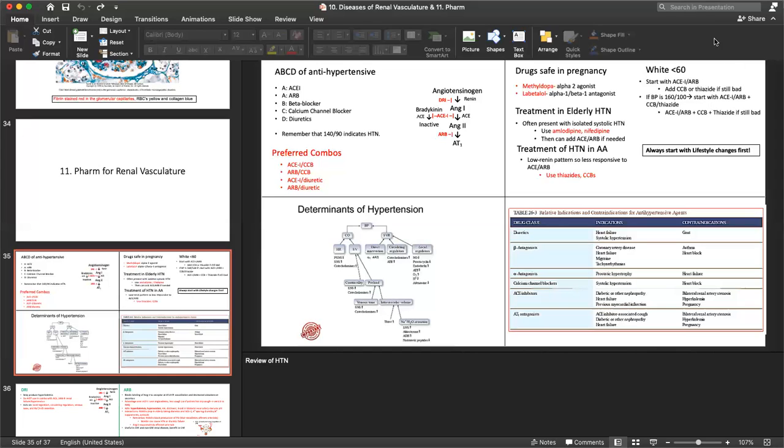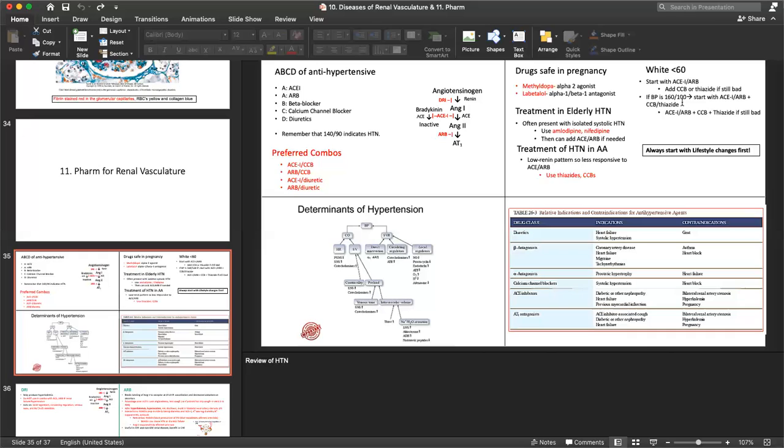And then after, basically, for white male or female, less than 60, start with an ACE or ARB, and then we're going to add a calcium channel blocker or thiazide if it's still bad. So we have a blood pressure of, let's say, 145/90. Then we're going to just give them an ACE or ARB, tell them to eat well, and go home. They come back, we check their labs, and we check their blood pressure. If it's still bad, we're going to add that calcium channel blocker or thiazide.